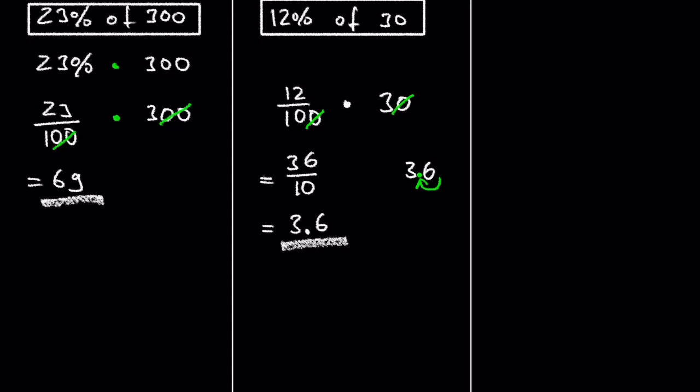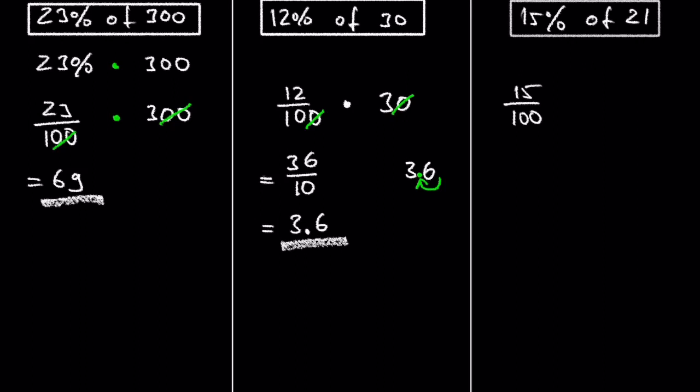And in our third example, we want to find out what 15% of 21 is. Again, write the 15% as 15 over 100 and multiply that by 21. In this example, unfortunately, we can't cancel out the zeros. So we have to multiply 15 by 21.